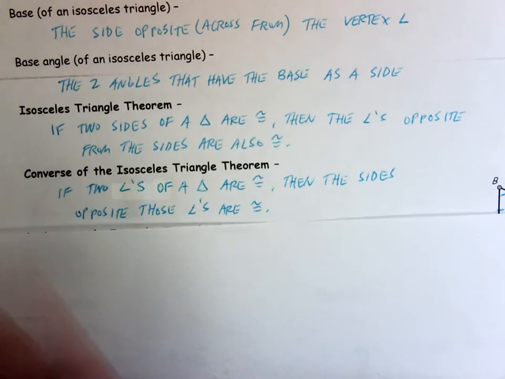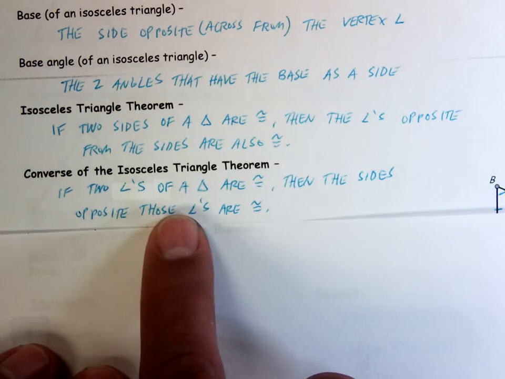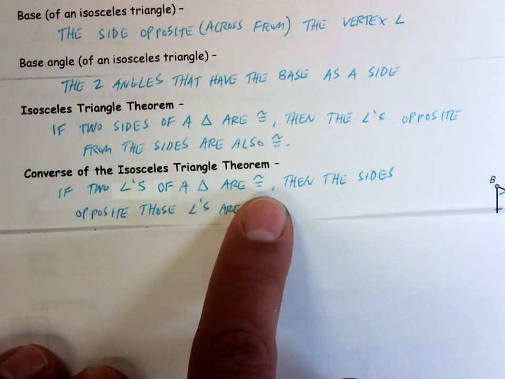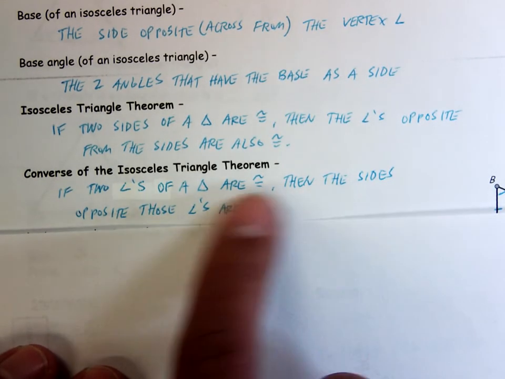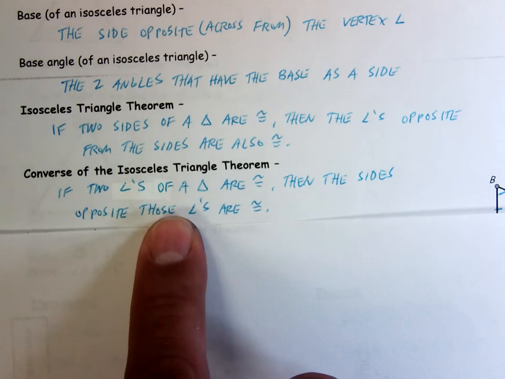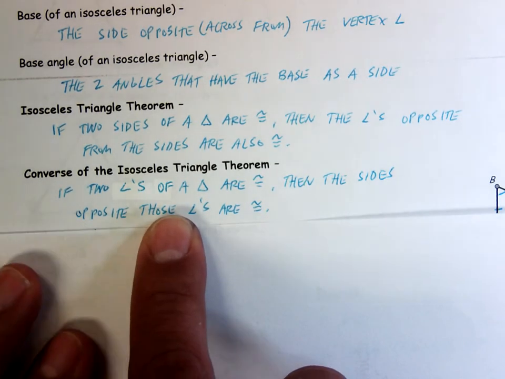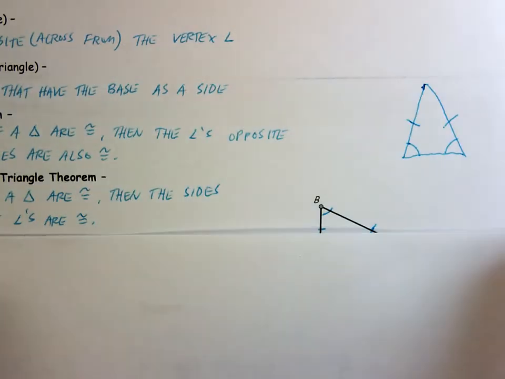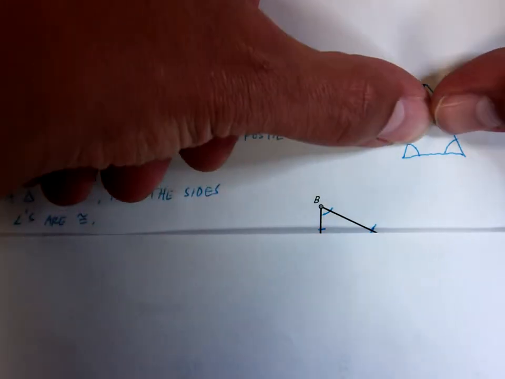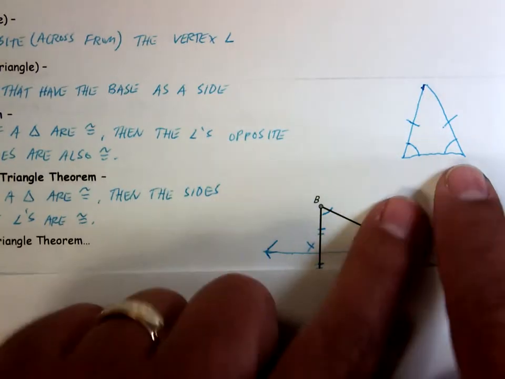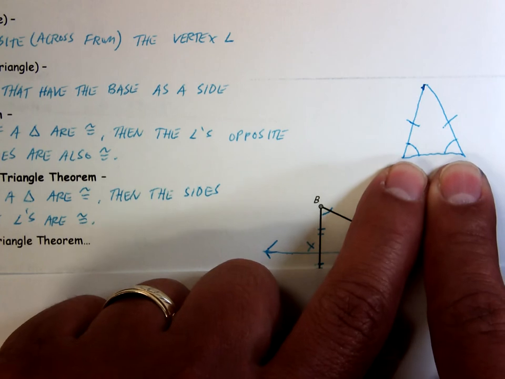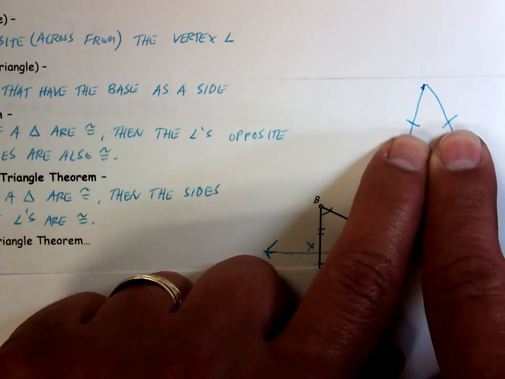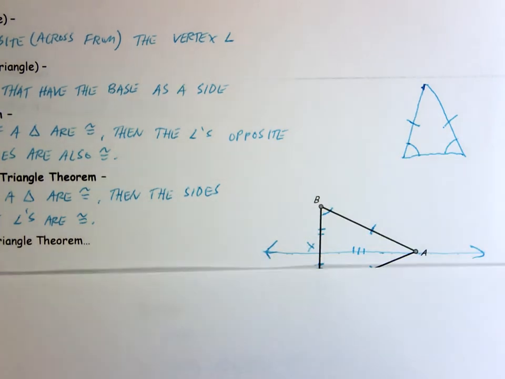Converse: if two angles of a triangle are congruent, then the sides opposite those angles are also congruent. So if I'm given this picture and they don't tell me that these sides are the same, but they tell me these angles are the same, then I have to know that these sides are the same. Examples to follow in class.